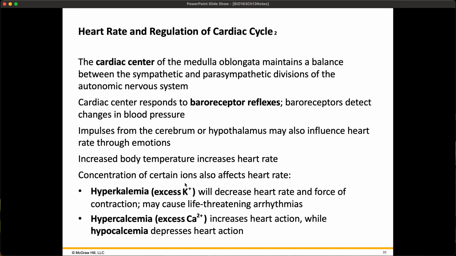Certain ion concentrations can affect heart rate. Hyperkalemia, so excess amounts of potassium, decreases heart rate, can lead to life-threatening arrhythmias. Potassium is very tightly regulated in the body. Same thing with hypercalcemia, that increases your heart action, whereas hypocalcemia, not enough calcium, decreases heart action, depresses heart action.